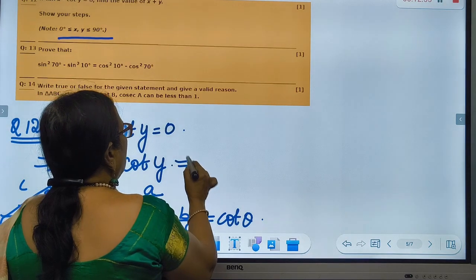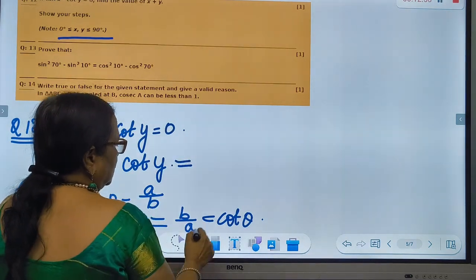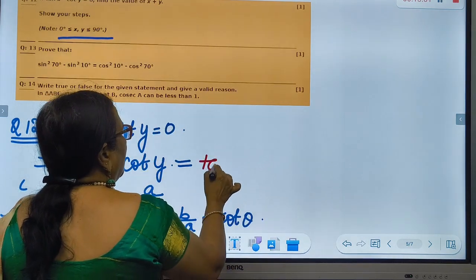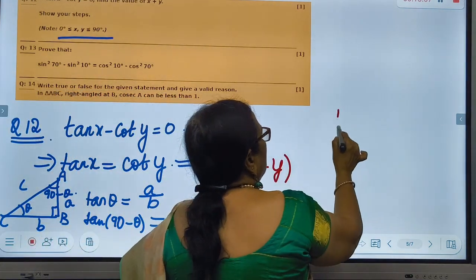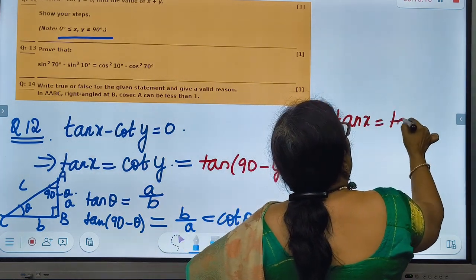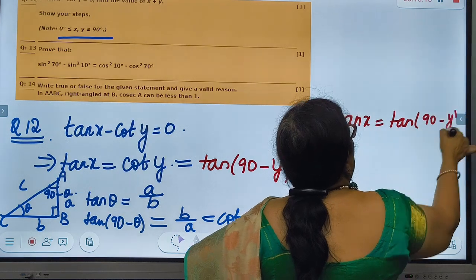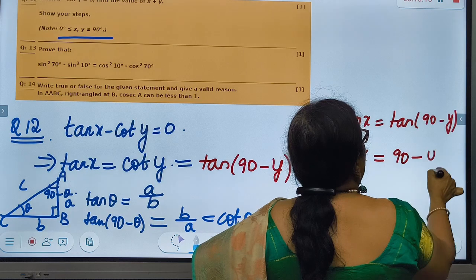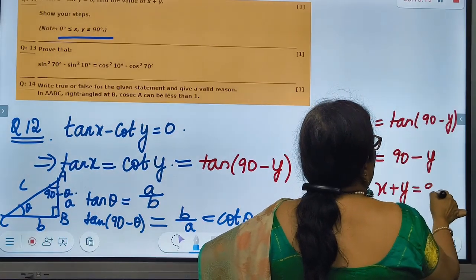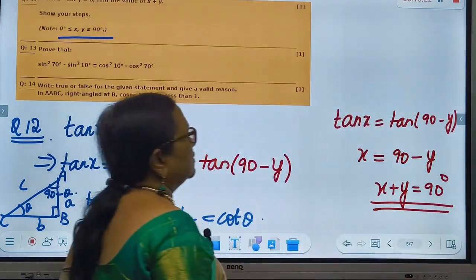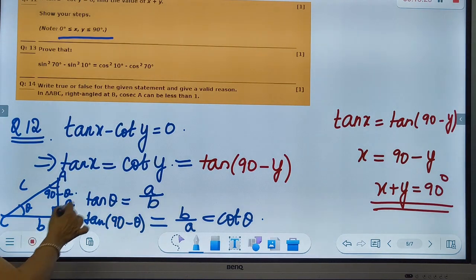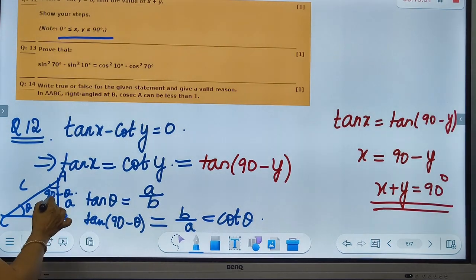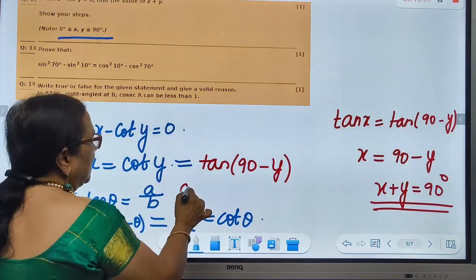So I can write this cot y as tan of 90 minus y. So tan x equal to tan of 90 minus y, or in other words, x is equal to 90 minus y, or x plus y equal to 90 degrees. Tan x is equal to cot y is given. Tan theta is equal to opposite side by adjacent side, which is A by B. Tan of 90 minus theta will be opposite by adjacent, which is B by A. If tan theta is A by B, cot theta will be B by A.